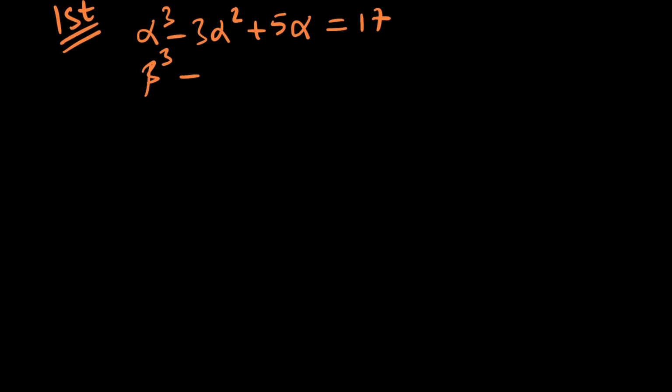So for my first method, let me rewrite the equations. Alpha cubed minus 3 alpha squared plus 5 alpha is equal to 17. And then beta cubed minus 3 beta squared plus 5 beta is equal to negative 11.